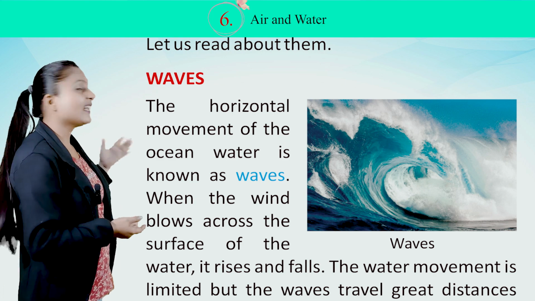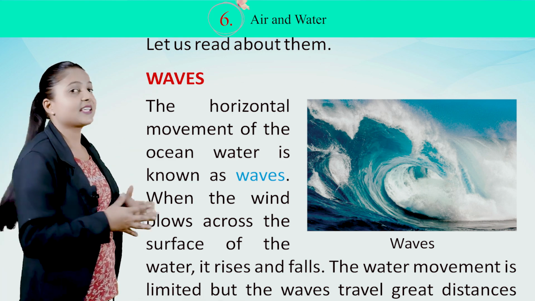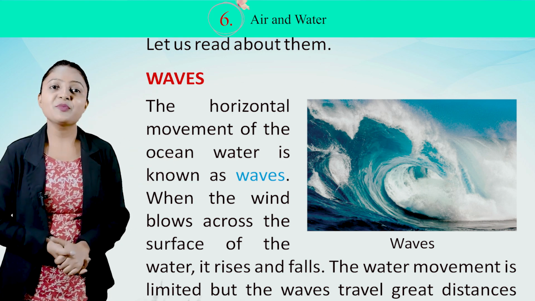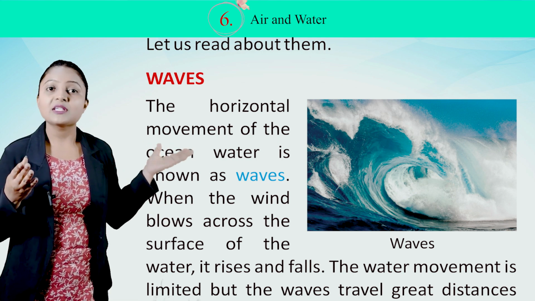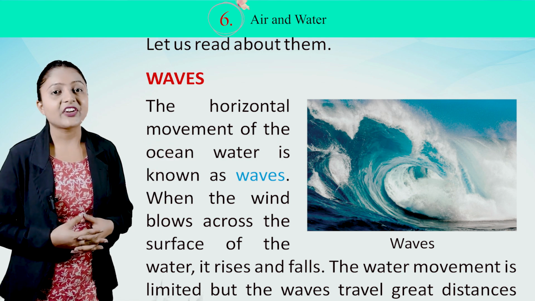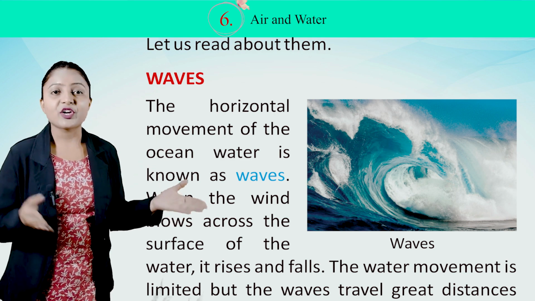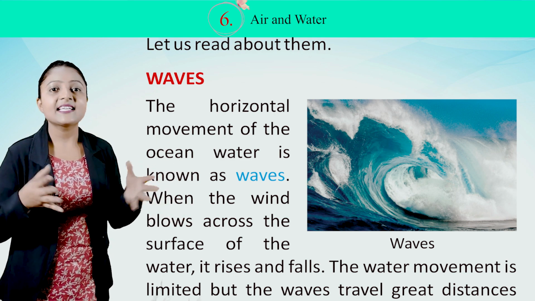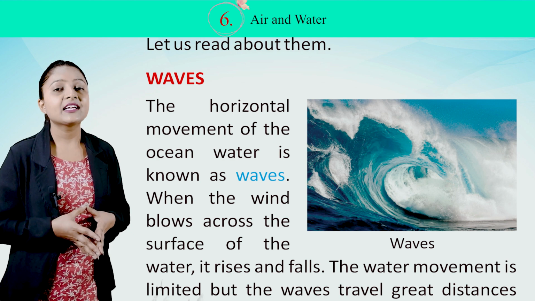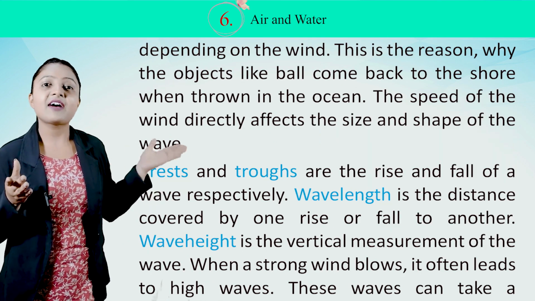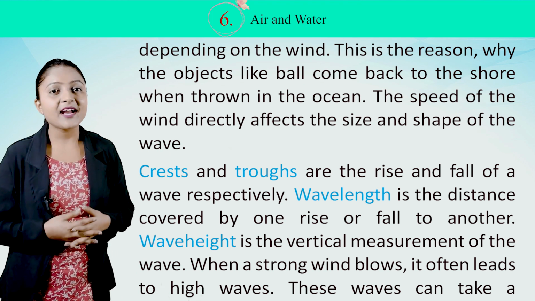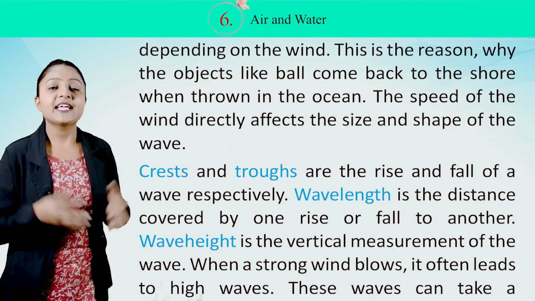Let us read about them. Waves. The horizontal movement of the ocean water is known as waves. When the wind blows across the surface of the water, it rises and falls. The water movement is limited, but the waves travel great distances depending on the wind. This is the reason why objects like a ball come back to the shore when thrown in the ocean.